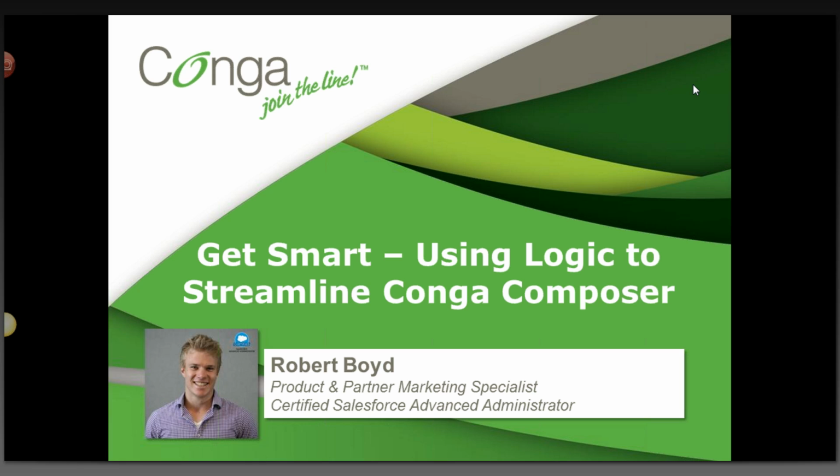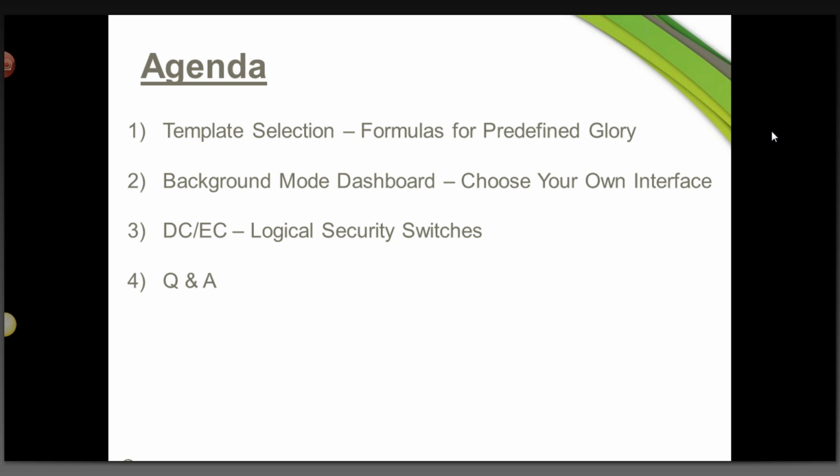The third topic we'll dig into is a pair of parameters we use to enable or disable Conga Composer solutions in general, the buttons. Those parameters are called DC and EC. And really they're logical security switches. DC stands for disable Conga, EC for enable Conga. We'll show you a couple of ways to drive some logic into those parameters to act as validation rules later. And then, as Teresa mentioned, we'll follow up with some Q&A in case you have any questions.